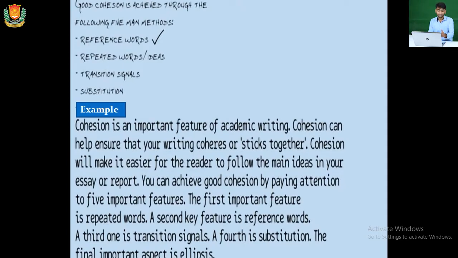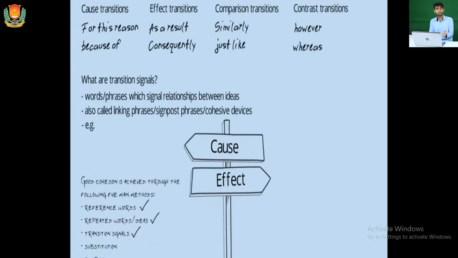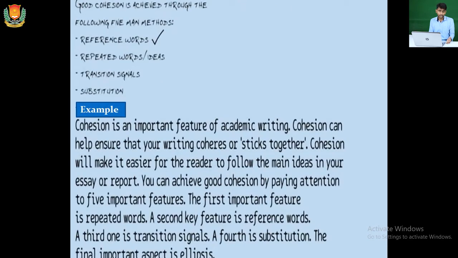Let's move on to the paragraph. Actually, reference words do not have their own meaning in the text, and they refer to some other word. I used "it" in place of cohesion, and it was referring to cohesion itself, so we are avoiding using cohesion again and again. So this is the basic use of reference words.